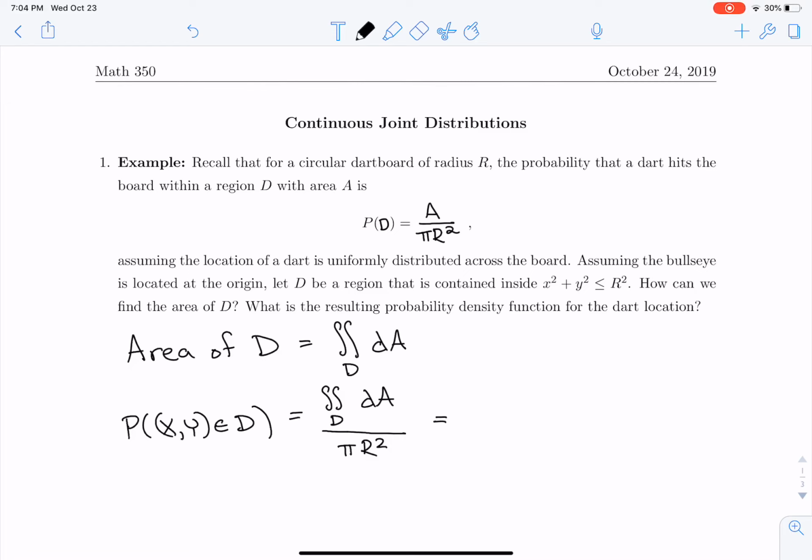We could rewrite this as the double integral over the region D of the function 1 over pi r squared, since pi r squared is just a constant, dA. And this looks like the integral of a density function right here. It's now a two-dimensional integral instead of a one-dimensional integral, but it still looks like the integral of a density function.